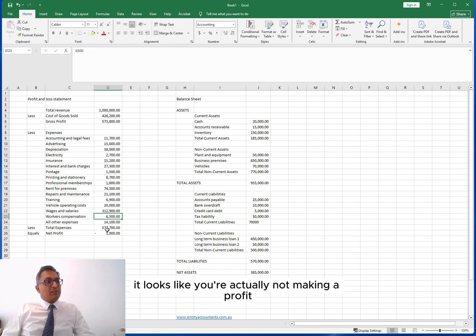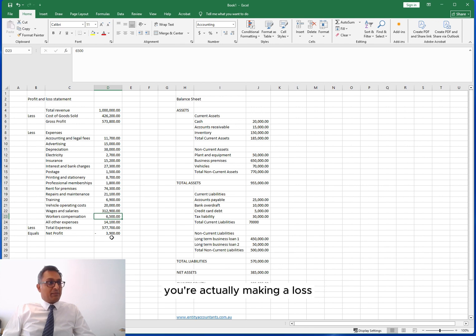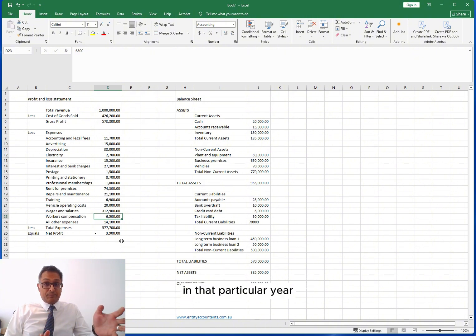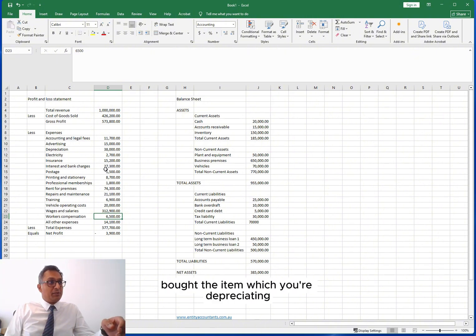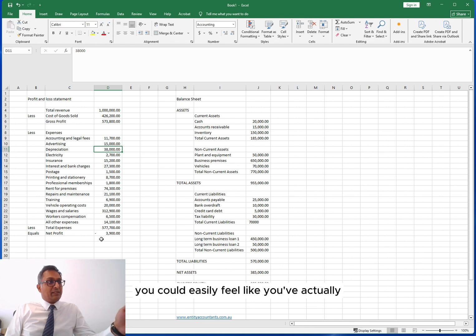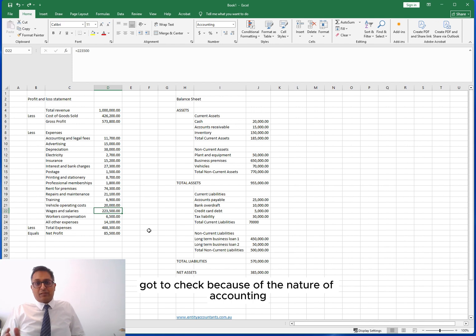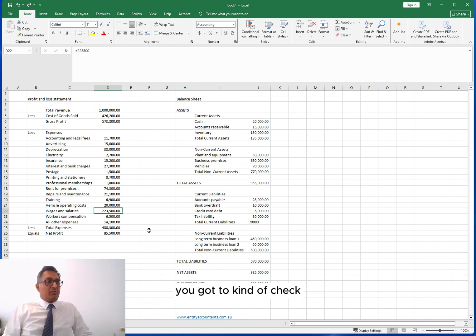When you do that, it looks like you're actually not making a profit, you're actually making a loss. But you've got to take into account depreciation. If in that particular year you bought the item which you're depreciating, you could easily feel like you actually made a really big loss that year instead of actually making a profit. So with these figures, because of the nature of accounting, you've got to check, and you can read into the figures and get a lot of data.